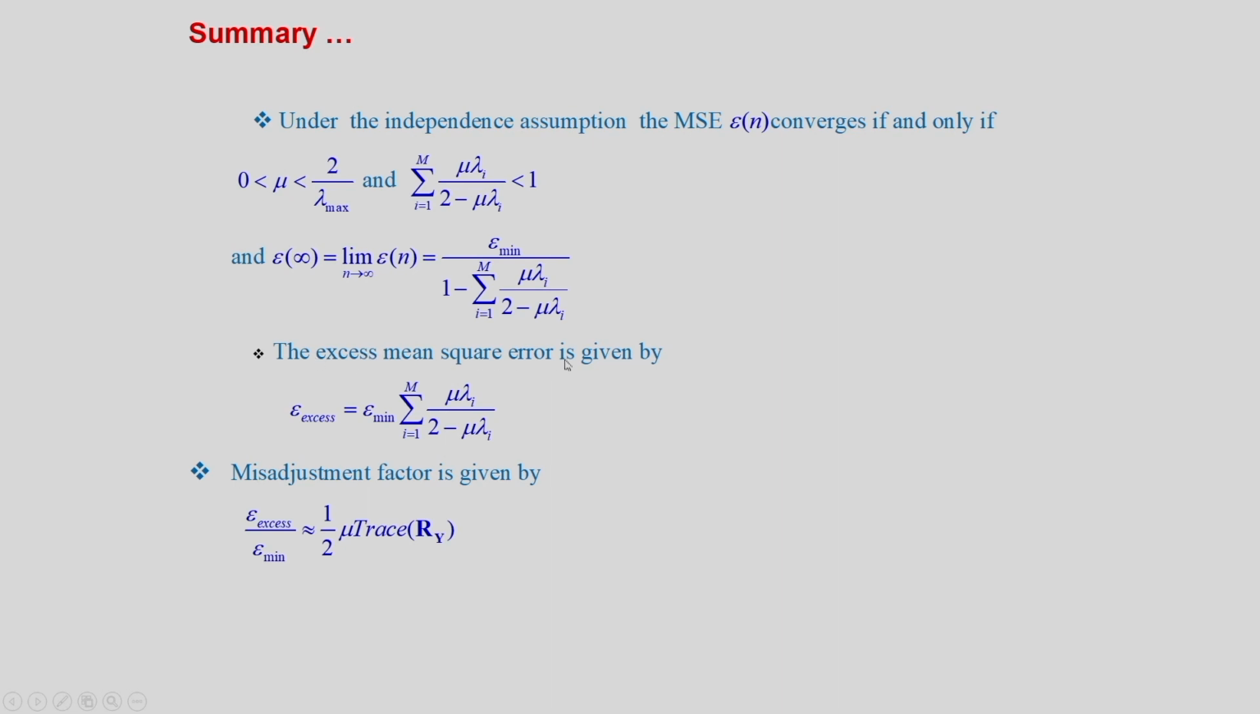Now, the excess mean square error is given by epsilon excess, which is equal to epsilon min times the summation of mu lambda i divided by 2 minus mu lambda i, going from 1 to m. And the misadjustment factor, that is, the excess mean square error divided by epsilon min, is approximately equal to half of mu times trace of Ry. Thank you.